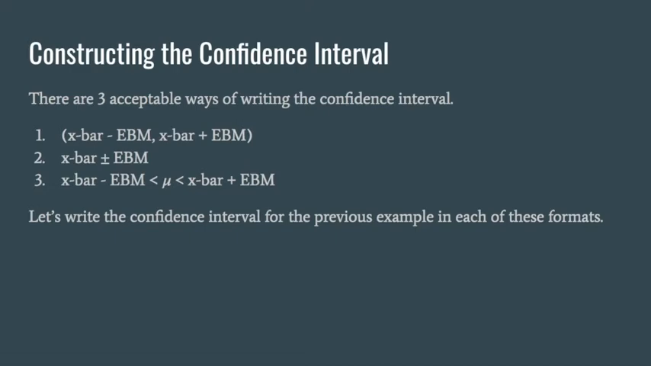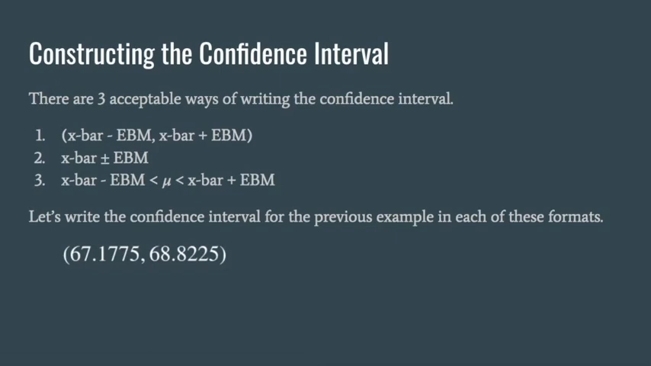And then the third way would be to use the same numbers as in number 1, but include them in an inequality with mu, where mu is greater than the lower bound and less than the upper bound. Taking that previous example and plugging in our numbers, we would have an x bar of 68 and an error bound of 0.8225. And so subtracting those two and then adding those two gives us 67.1775 and 68.8225. That's our first confidence interval. So we're saying that the mean is between those two numbers.